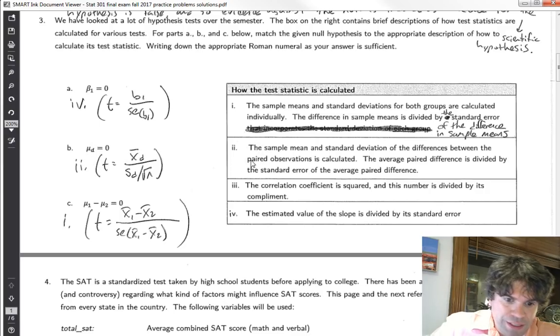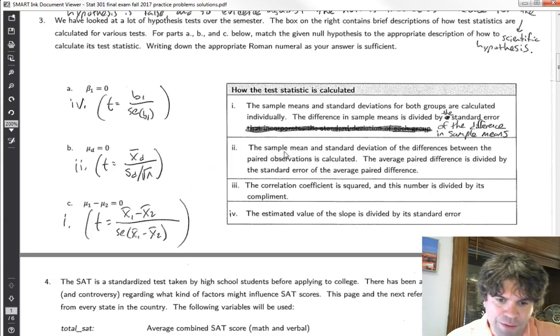Roman numeral 2, the sample mean and standard deviation of the differences between the paired observations is calculated. There's that word paired right there. That's sort of the dead giveaway. And so this mean here is the mean of the paired differences. This SD is the standard deviation of the paired differences.